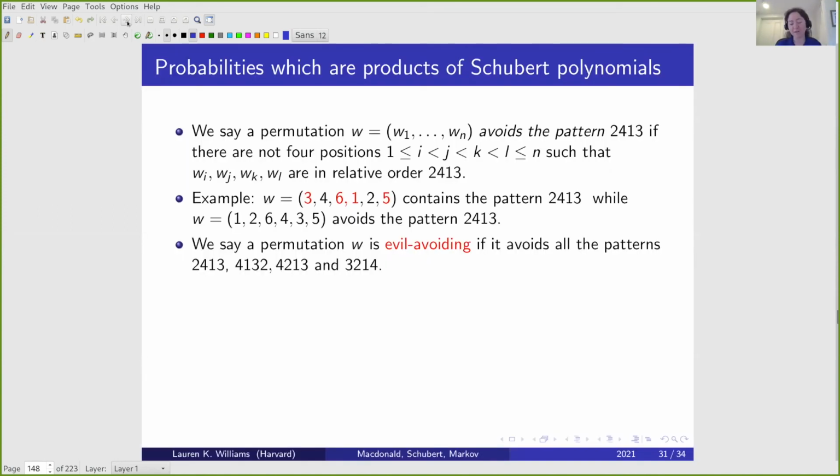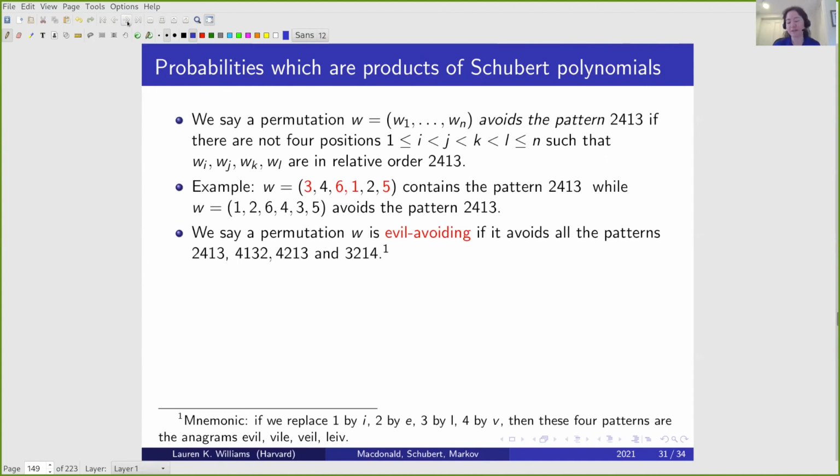Okay, and now we say that a permutation W is evil avoiding if it avoids all the patterns 2, 4, 1, 3, 4, 1, 3, 2, 4, 2, 1, 3, and 3, 2, 1, 4. And we call them evil avoiding because of this mnemonic. If you replace 1 by I, 2 by E, 3 by L, and 4 by V, then these 4 patterns become the anagrams evil, vile, veil, and leave. And yeah, that's the only way I can remember this definition, through this mnemonic.